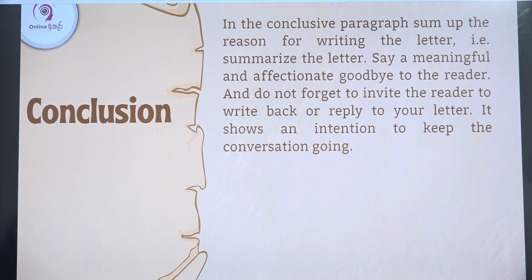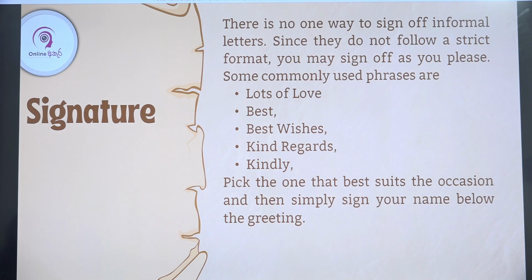And for academic purposes, try to stick to 3 paragraphs for your body part, but in reality you can go on for as many paragraphs as you wish. There is no word limit, there is no short and sweet kind of a structure when it comes to informal letters. You can go on and on and on, but in the exam, I'm repeating myself, if you get to write an informal letter, try to limit your body paragraphs to a maximum of 3 different paragraphs. And then comes the signature.